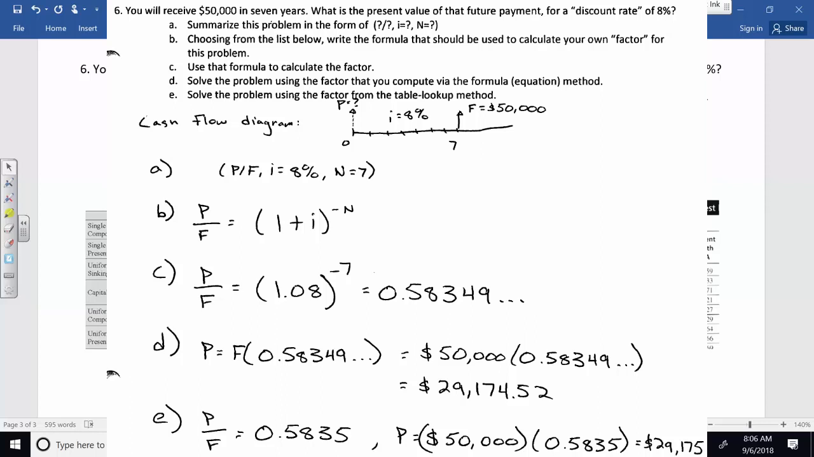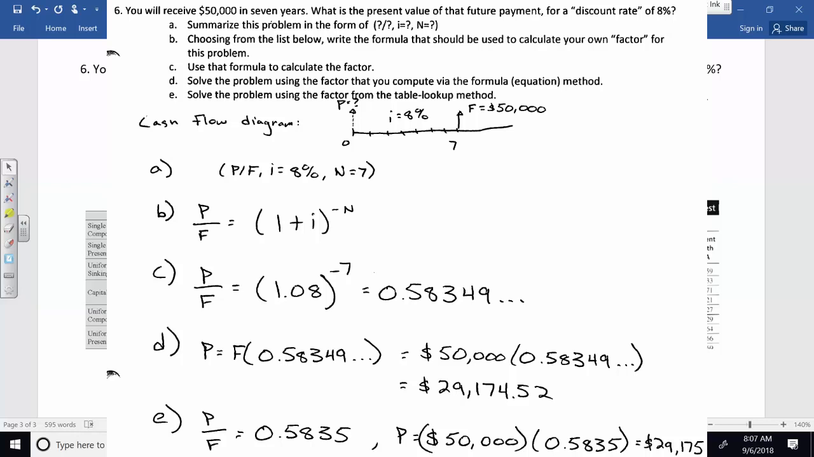All right, so part A says summarize this problem in the form of question/question. And remember, you were quizzed on this. The thing you have to remember is it's find something / given something. And so here, for part A, find P given F. So P/F is the standard way of summarizing that. And we'll put this in parentheses because another way of summarizing this is not just P/F, but also comma I equals 8%. So now we've defined the interest rate, and then N equals 7, because that's the total number of years in this problem that we're going to be taking the future amount back to the present. Any questions about this part A? How we should say P/F, I equals 8%, N equals 7?